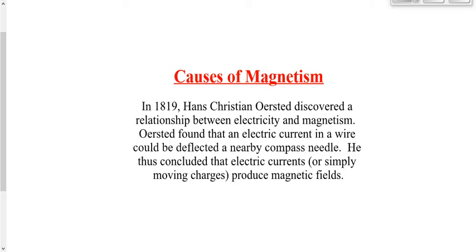Electricity generates magnetism. When we say electricity, what do we mean by that? Well, we mean either an electric current in a wire, or we could even mean just moving charges, although usually we're talking about a current in a wire. What does that magnetic field look like? Well, we learned yesterday that the magnetic field surrounding a moving charge is always circular.